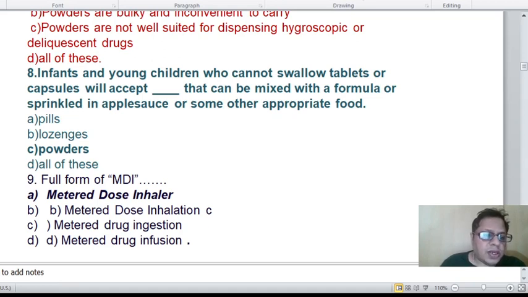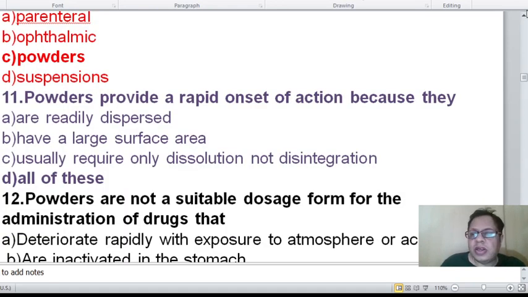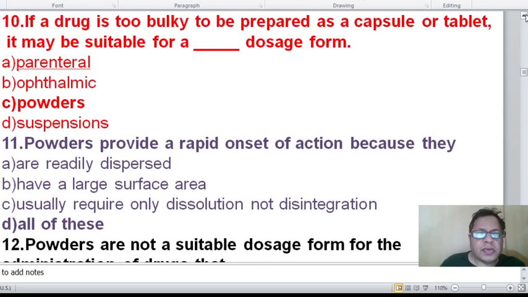Question number 10, if a drug is too bulky to be prepared as a capsule or tablet, what should be the suitable dosage form? If the dose is really high and you cannot compress it as a tablet, or you cannot fill it into the body and cap of the capsule, then the suitable dosage form for this kind of drug should be powder. So for question number 10, option C is the right option.